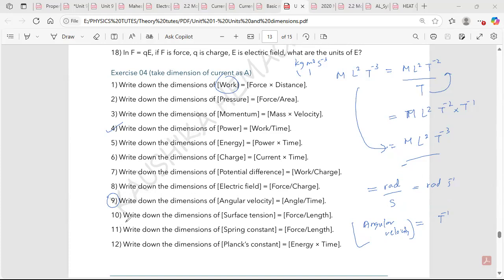So let's do the 10th one. You don't need to find surface tension, like get the dimensions of surface tension. Treat it as a correct equation and find the dimensions of surface tension.